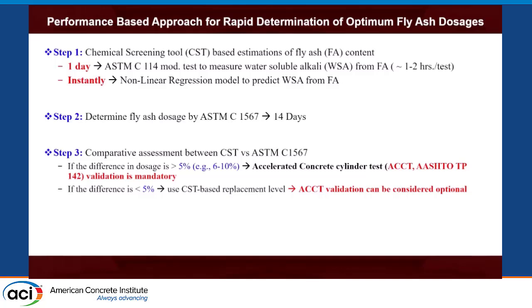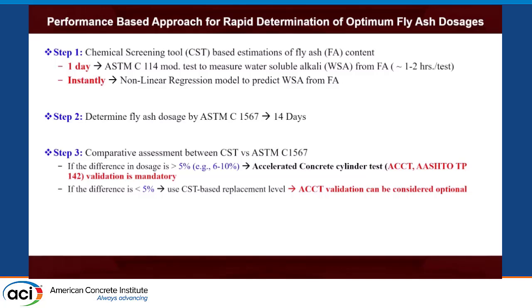Now, ASTM C1567, everybody is doing this test. And I want to utilize that data. You compare with the C1567. Now, the chemical screening tool is a way to verify the effectiveness of C1567. We know C1567 has some limitations. I have a slide to show that. If the difference between the screening tool and C1567 is less than 5%, it's okay. You don't have to do any concrete testing. If the difference is more than 5%, then you need a concrete test.